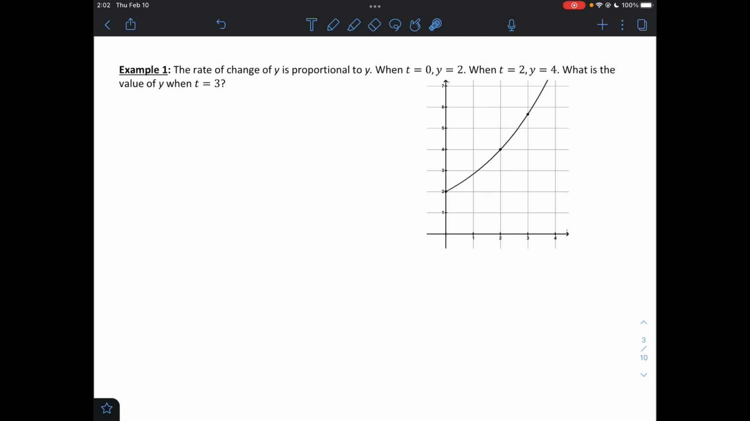Example 1, the rate of change of y is proportional to y. Remember, if it doesn't say directly proportional to y or inversely proportional to y, we know it means directly. So that tells us here the rate of change of y is directly proportional to y. When t equals 0, y equals 2. When t equals 2, y equals 4. What is the value of y when t equals 3?